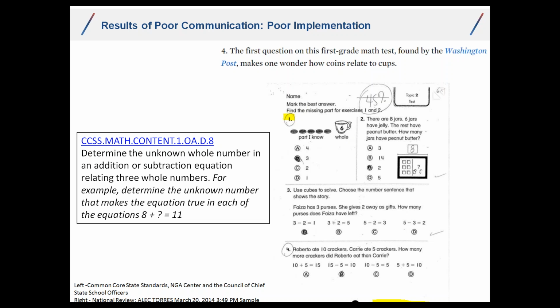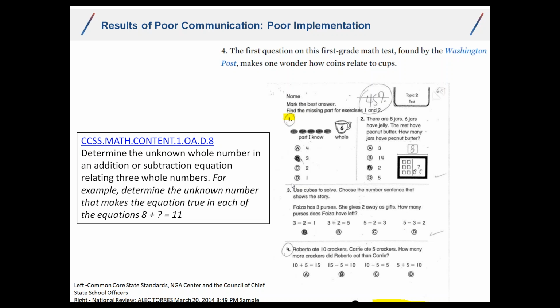Who knows? But this is the actual standard on the left. Determine the unknown whole number in an addition or subtraction equation relating 3 whole numbers. For example, determine the unknown number that makes the equation true in each of the equations. 8 plus something equals 11. Okay, so you can see there's no context here.